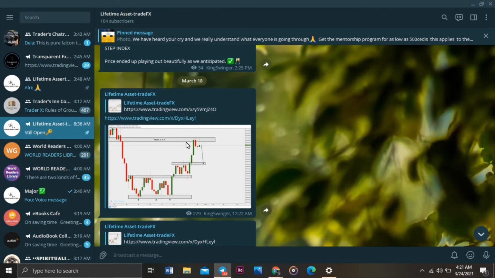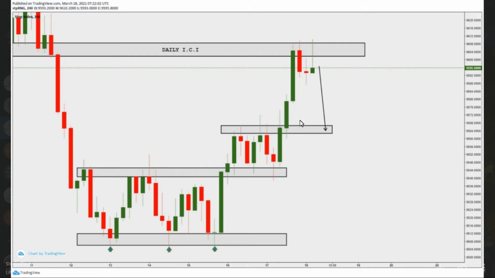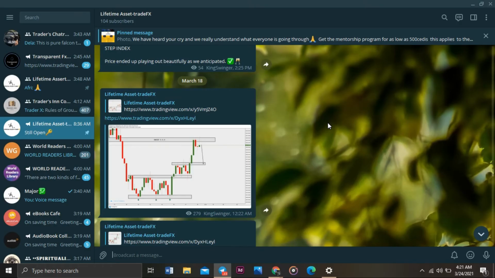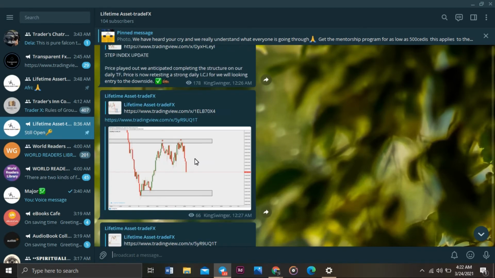This is the setup. After price came all the way to test our daily ICR, that's why I wrote daily ICR right here. After price came all the way back to test this zone, I gave a notification that I was anticipating price to drop. But because there was a structure right here, and I like giving realistic take profits, I was anticipating my first take profit just about this zone. Let's see how price played out.